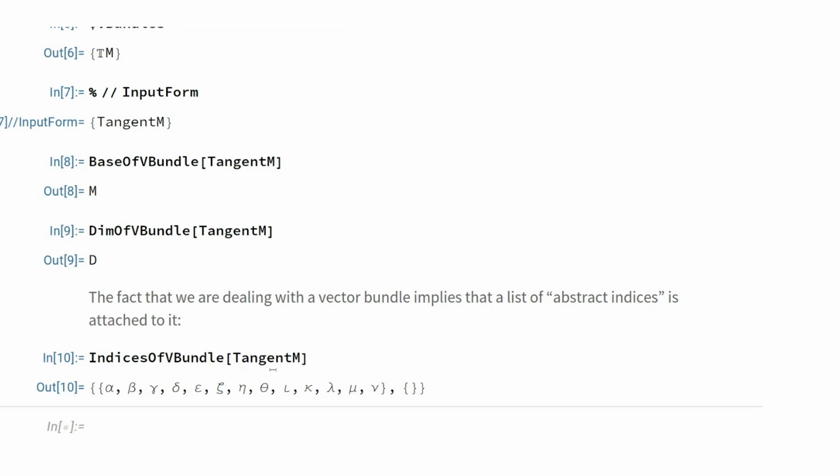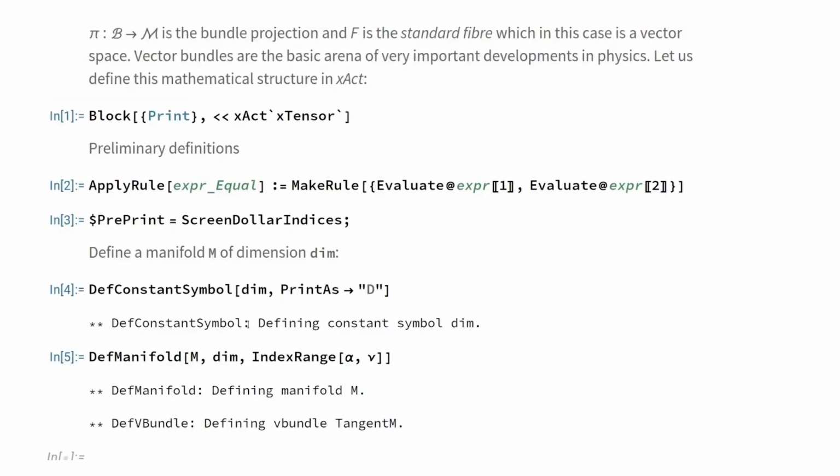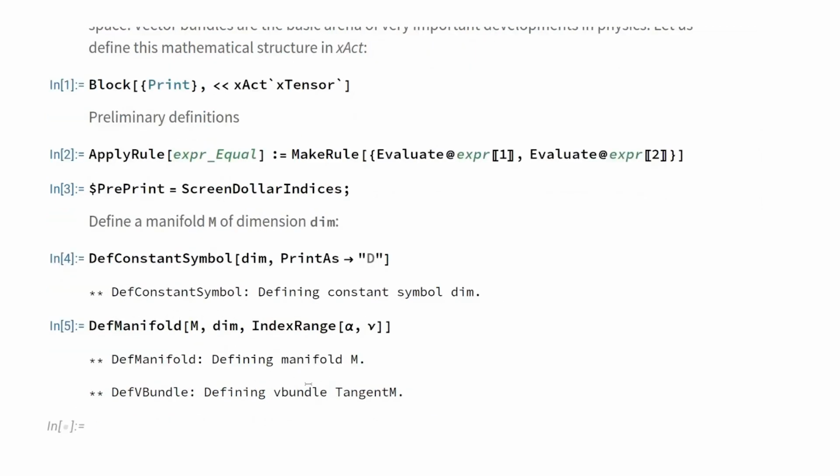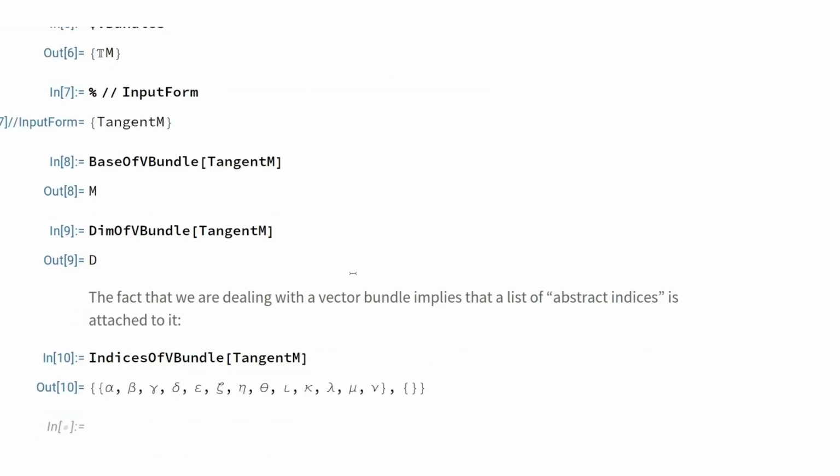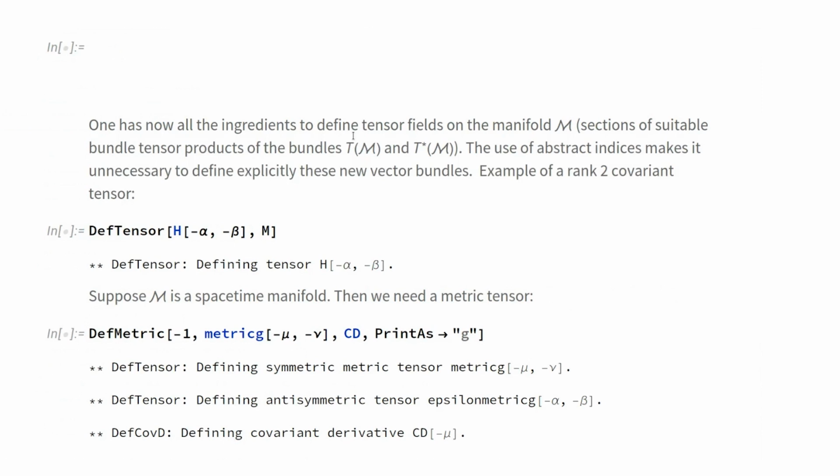If I go back for a second to the definition of the manifold, you can check that I said the vector bundle is automatically defined, and as the argument you are given the dimension, and you are given the list of abstract indices that we are going to use. So the definition of a manifold gives us automatically all the ingredients to define the tangent bundle.